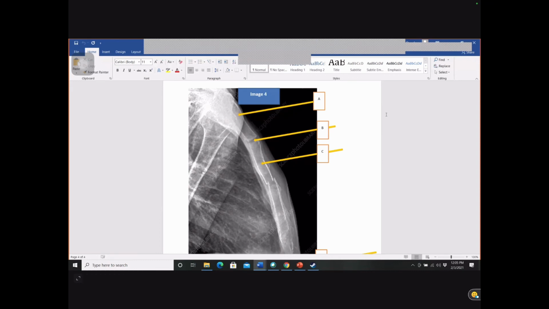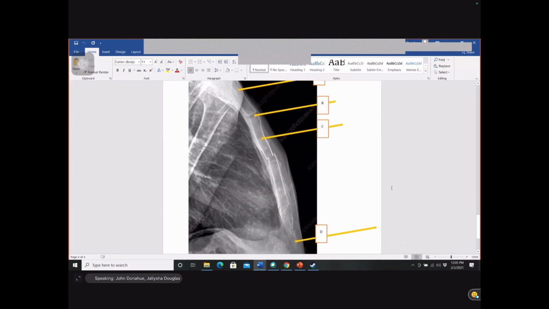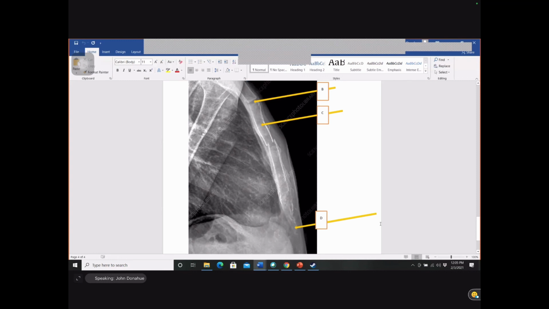And Jaleisha, what is C? Is that the body of the sternum? Body of the sternum. And last but not least, Javier, what is D?